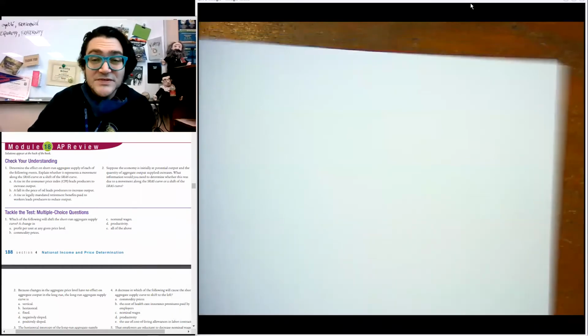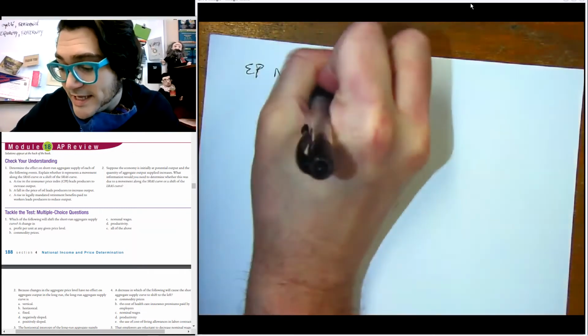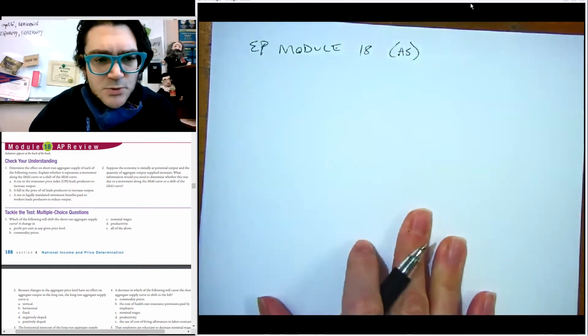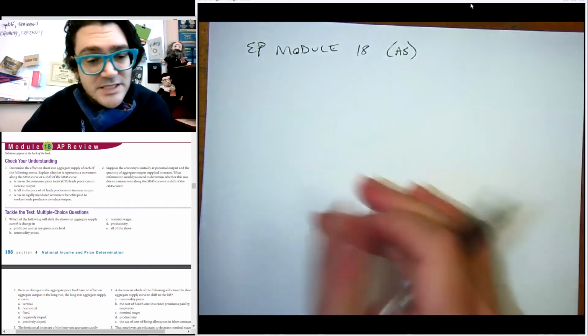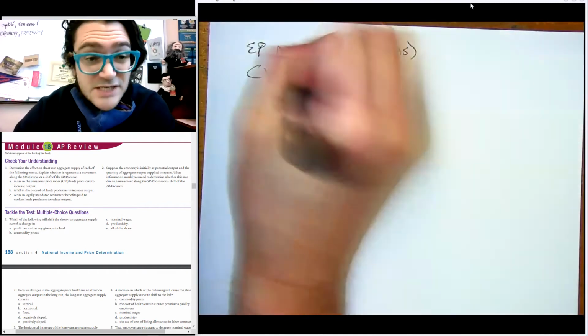Well, hi there. So in this video, we're going to take a look at extra practice module 18, which is all about aggregate supply. And in this one, I actually really like the multiple choice questions, unlike the last one. These really get to the meat of the matter a little bit, or I guess the veggies if you're a vegetarian.